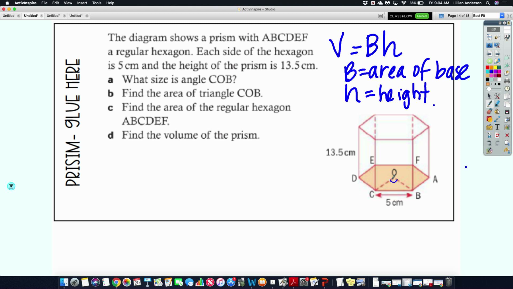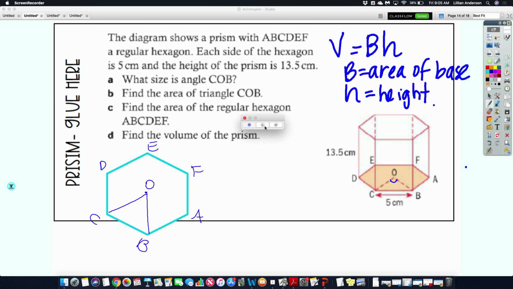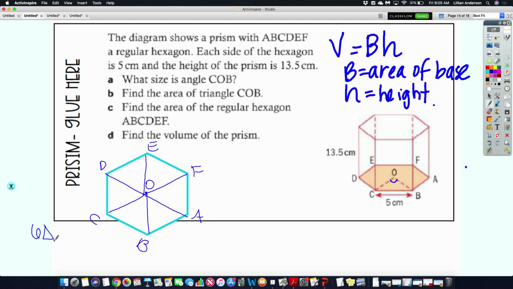Okay, let's do it a different way. What does angle COB form with side CB? A what? A triangle. Okay? So if I have a hexagon, can I create triangles from O to all the other vertices? How many triangles have I created? There are 6 triangles. And how many degrees are in a triangle? 180. So couldn't I just do 6 times 180 to find that? What's 6 times 180?